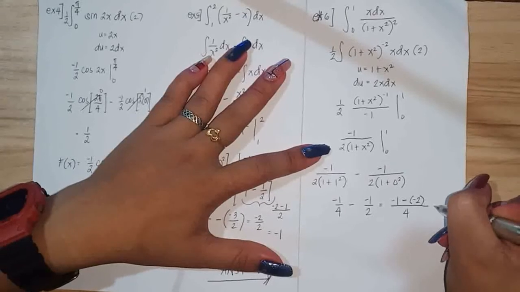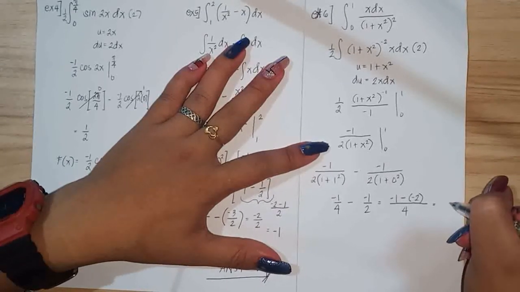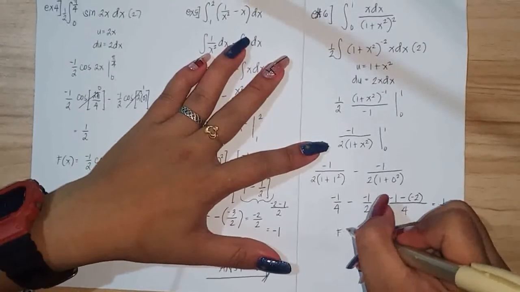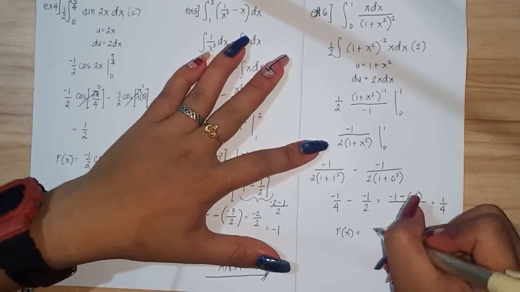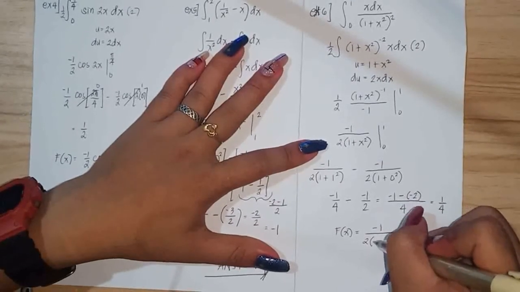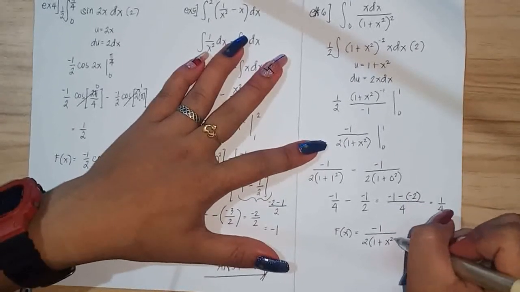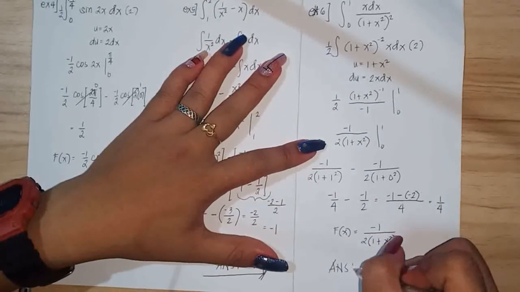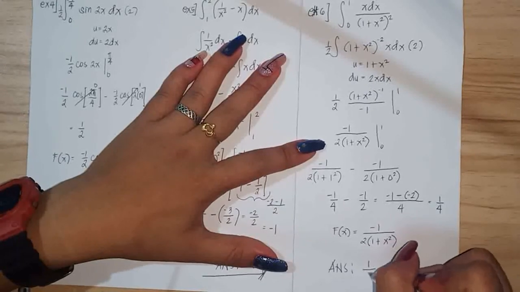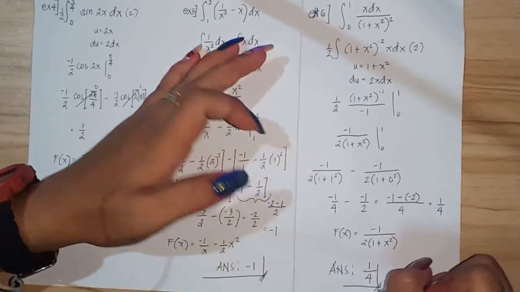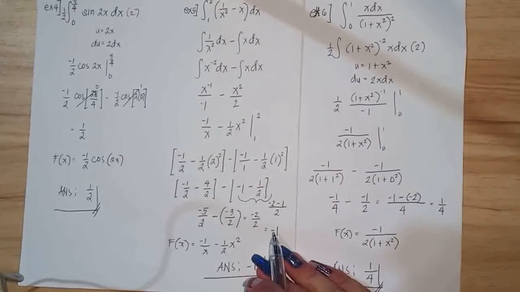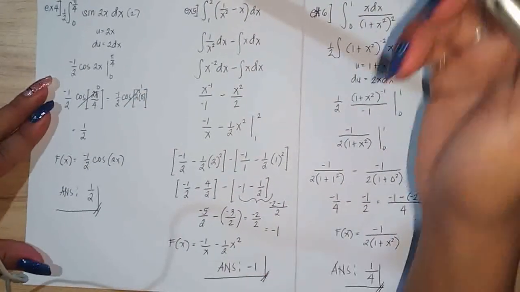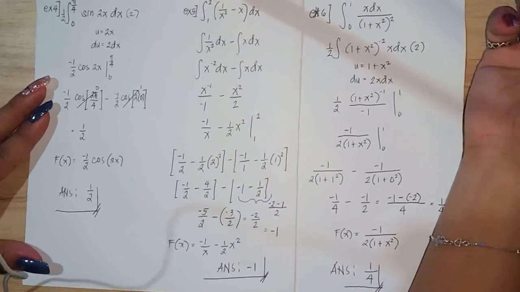So the answer will be positive 1/4. So for our f of x, that is negative 1 over 2, then 1 plus x squared. Then for the definite value of the integral, that is 1 over 4. And that's it. That is for the topic definite integral.